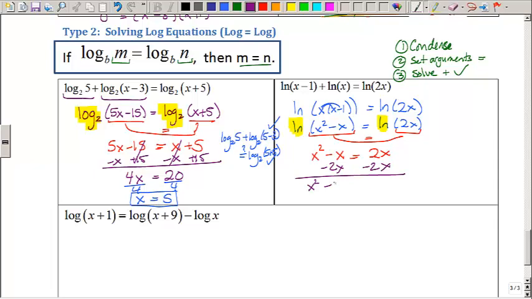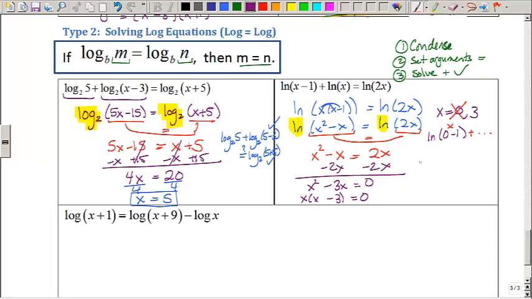Because it's quadratic, I'm setting equal to 0 to solve by factoring. And it looks like my two potential answers are 0 and 3. To check both of my answers, I'm plugging them back in. ln of 0 minus 1. 0 minus 1 is negative. Uh-oh. Right off the bat, this is not a valid log, so I don't even have to keep going. I know that 0 cannot be a solution.